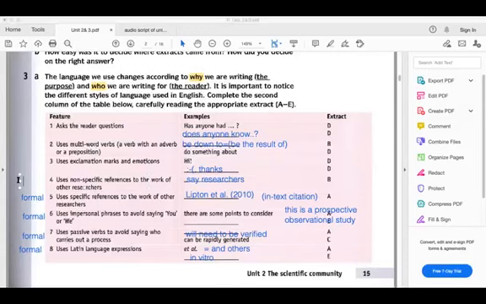Use non-specific reference, for example, instead of saying the name like this example, we don't say it. We say researchers. A researcher said. Who is the researcher? I don't write. This is informal. Using expressions and emoticon, of course, this is informal. It's used mainly on the internet. Using multi-word verbs like be down to, do something about, this is informal. Asking the reader questions. This is also informal.